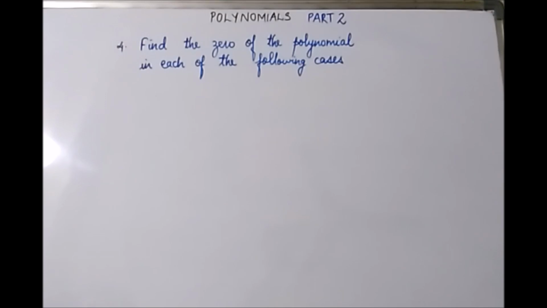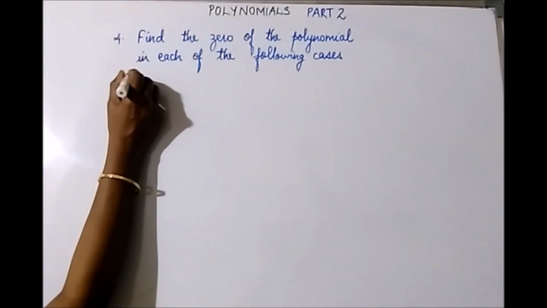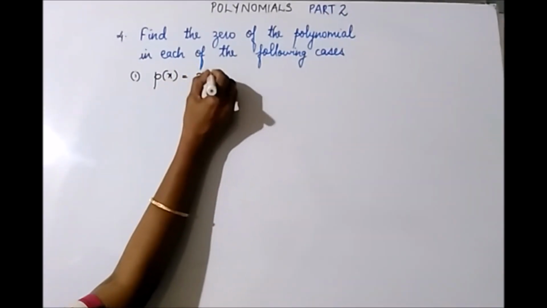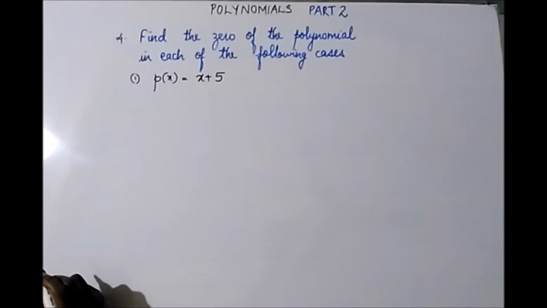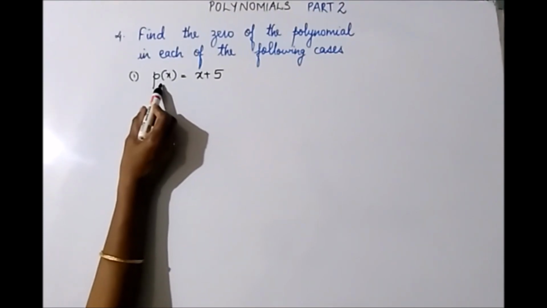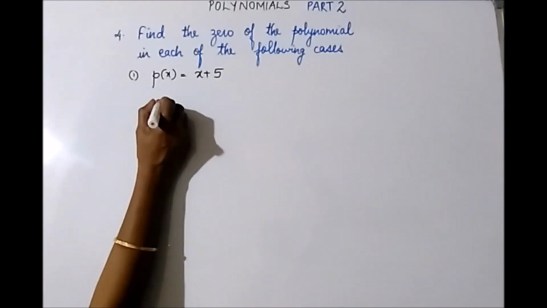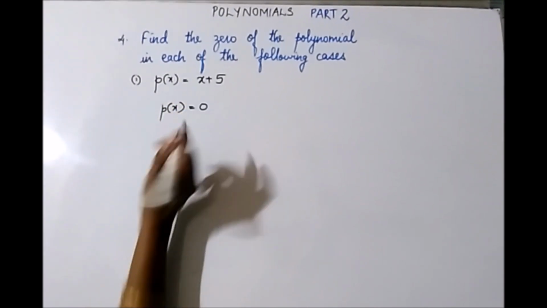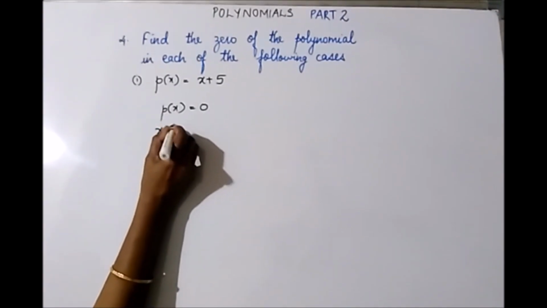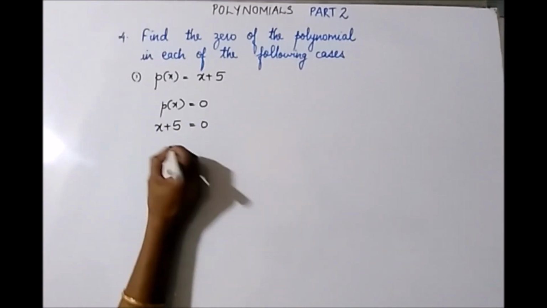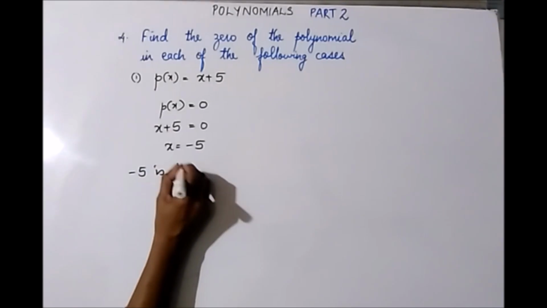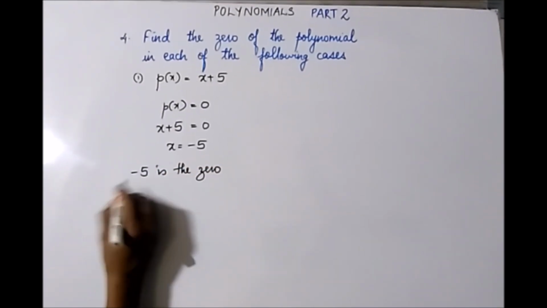Let us do question number 4. Find the 0 of the polynomial in each of the following cases. This is the first question. The given polynomial is x plus 5. We have to find the 0 of the polynomial. What is 0 of the polynomial? That value of the variable which will make the value of the polynomial equal to 0. So we start by writing p of x equal to 0. That is the value of the polynomial equal to 0. Therefore x plus 5 is equal to 0. X equal to minus 5. Minus 5 is the 0 of the given polynomial.